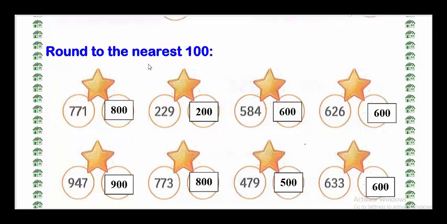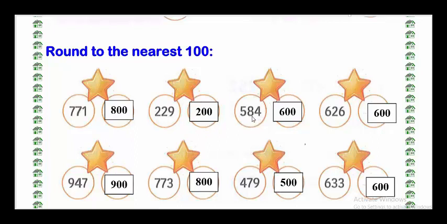Now we will round to the nearest 100. To the nearest 100, look at the tens. 771, where are the tens? 7. 7 is a rich number, so 7 in the 100 place will be 8. It will be 800. 229, where are the tens? 2. 2 is a poor number, so 2 will be the same, the answer will be 200.